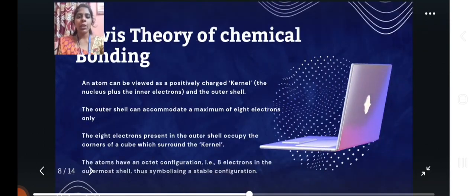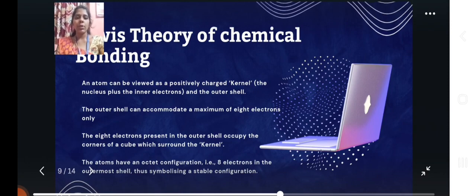Lewis' theory of chemical bonding. An atom can be viewed as a positively charged kernel and the outer shell. The outer shell can accommodate a maximum of 8 electrons only. The 8 electrons present in the outer shell occupy the corners of a cube which surrounds the kernel. The atoms have an octet configuration, 8 electrons in the outermost shell, thus symbolizing a stable configuration.